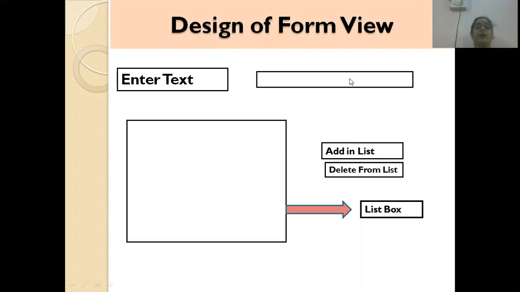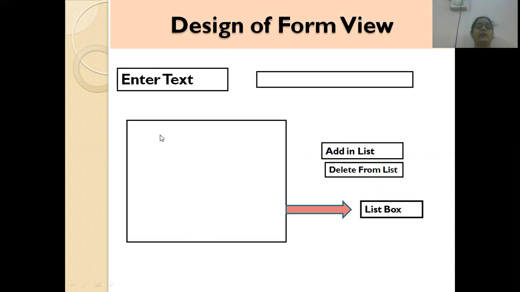Okay, or I can enter the text here. Instead of the text box, you can take any control which you want. And these are the two command buttons. This is your list box control. Once whatever text I have entered here, after clicking on the add in list command button, the text is entered in the list box.